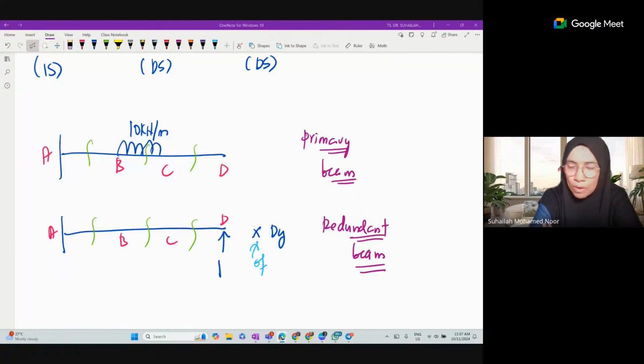Okay, for the session after this, we will actually derive the compatibility equation for one beam problem. So we take a break for about 5 minutes. We will meet again at 11:15.